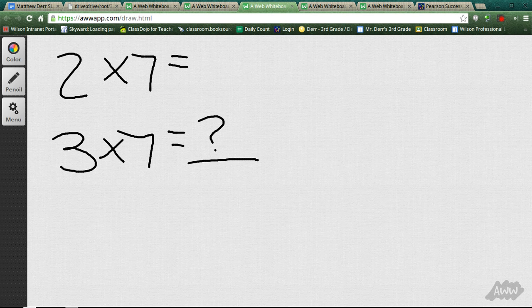What I'd like you to think about for tomorrow's lesson is this: if you know 2 times 7 is 14, how can you figure out what 3 times 7 is?